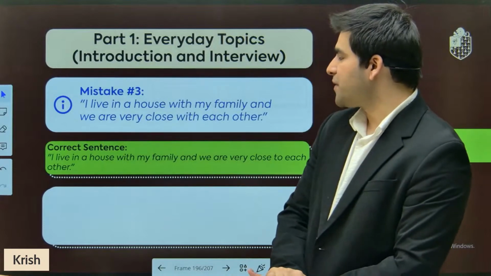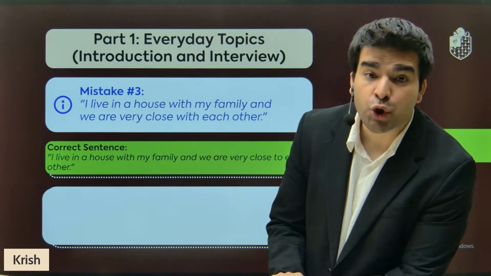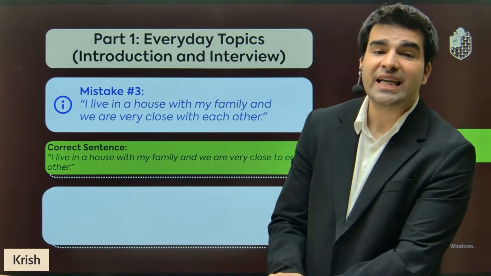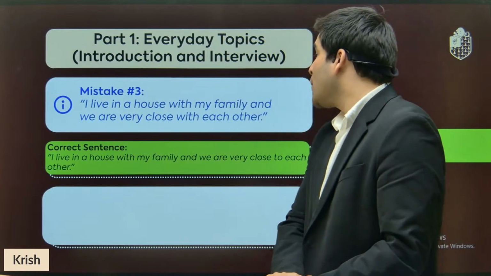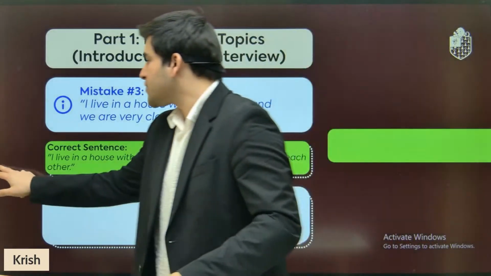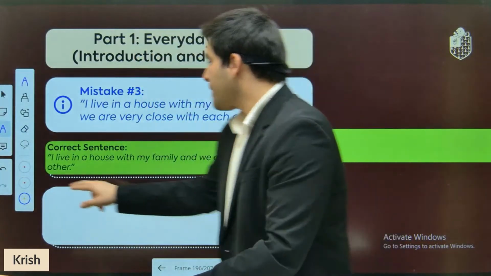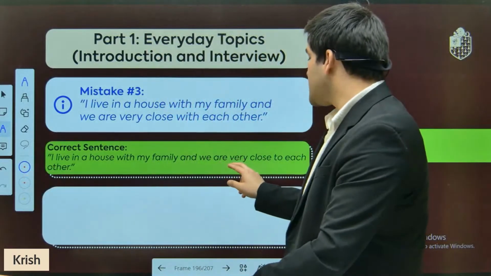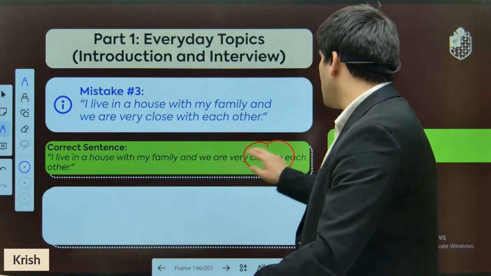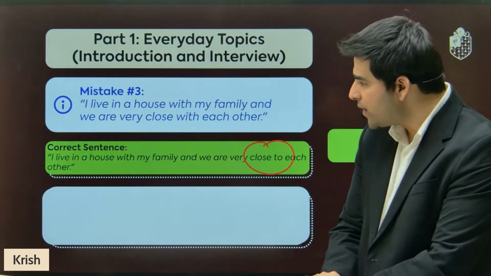I live in a house with my family and we're very close to. We don't say close with each other, and I'll tell you the reason why. So the correct English here is, please have a look. The correct thing here to say is we're very close to, not close with.